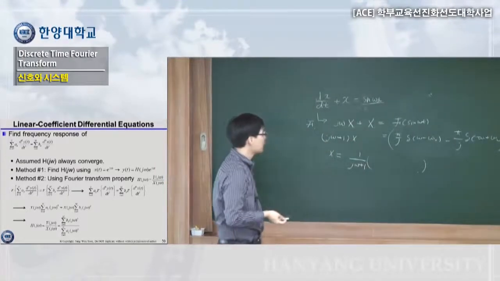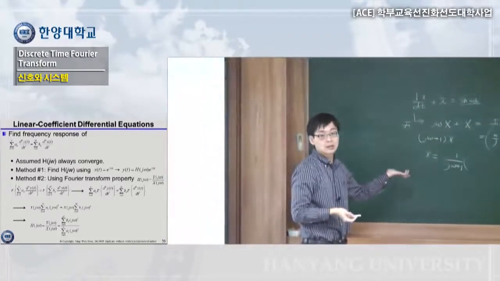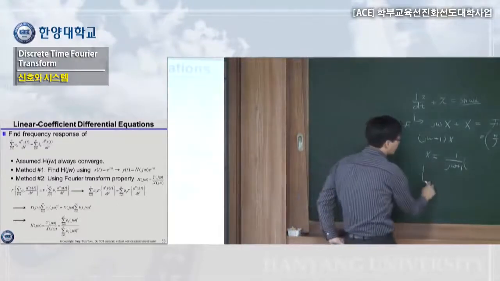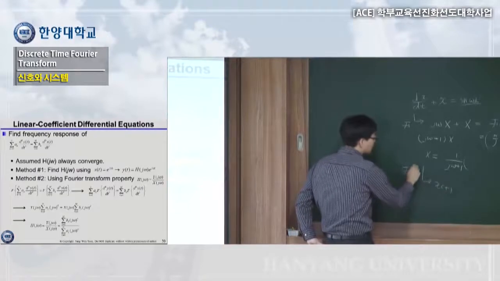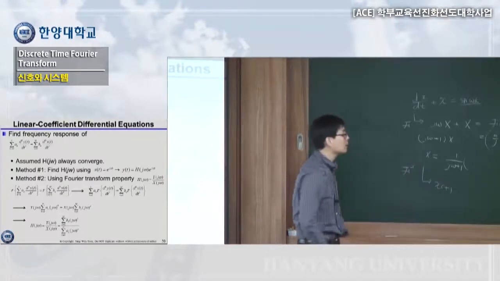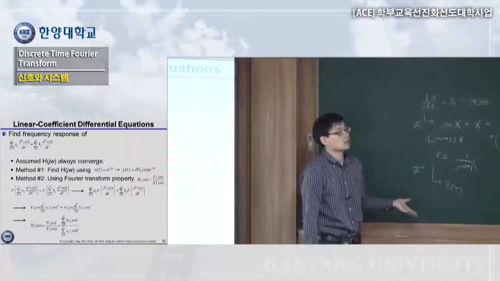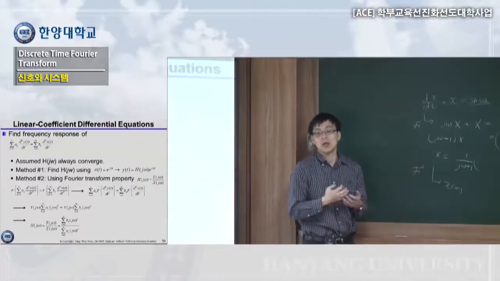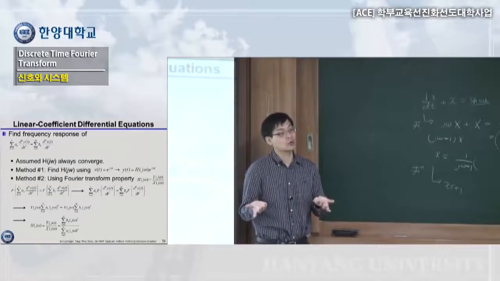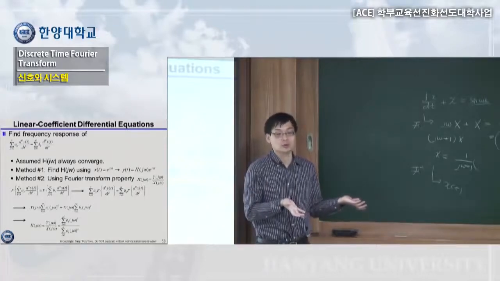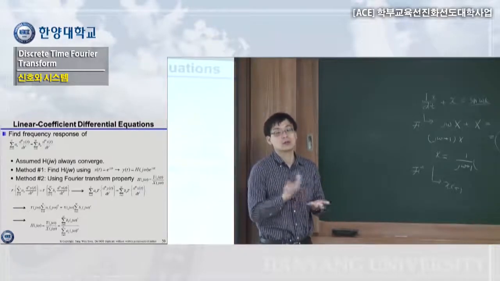And then we find a solution for that. If you go back to time domain by using the reverse Fourier transform, then you will figure out what x is. So in this one, we are not finding the particular solution and the homogeneous solution. We just find the solution x.